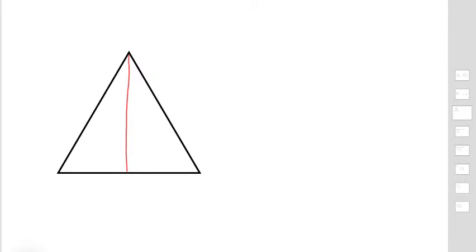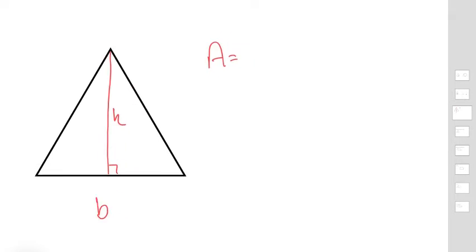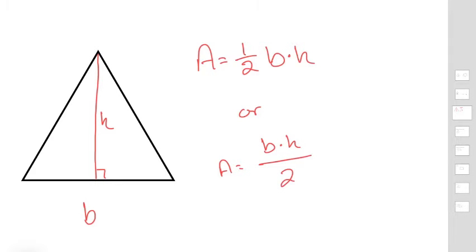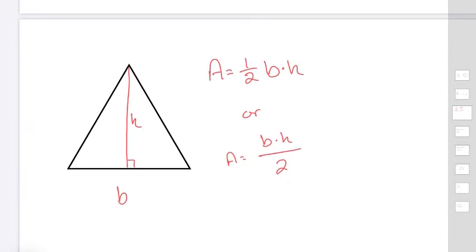So let's talk about finding area of a triangle. The area of a triangle is simply going to be the base of the triangle times the height of the triangle divided by 2. So I'm going to write it two ways for you, but please understand that mathematically it means the same thing. Sometimes you might see it as 1/2 base times height, or sometimes you may also see it as the base times the height divided by 2. Please understand that both of these are exactly the same thing.